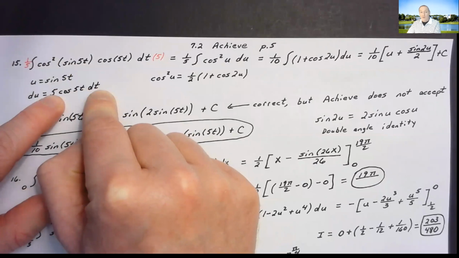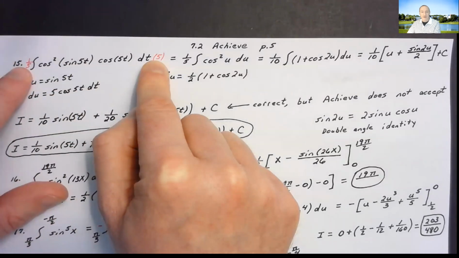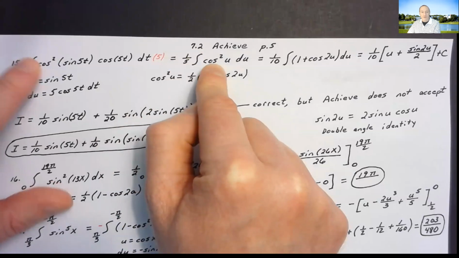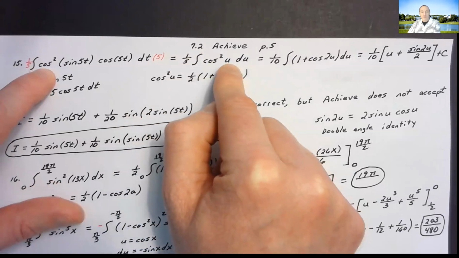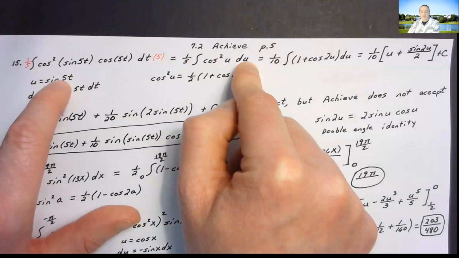So now I don't see the 5 as a factor on the inside, so I put it. I multiply by 5 on the inside, I divide by 5 on the outside. This is going to equal 1/5 the integral. This becomes cosine squared of the angle u, since u is the sine of 5t. And then everything else is du.